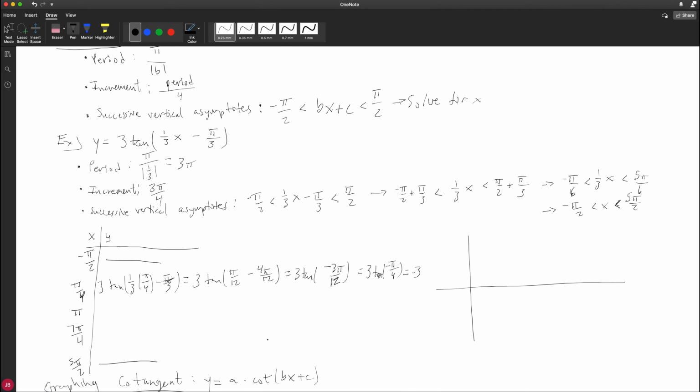Okay, now let's plug in pi. Oh, this is easy. Notice you just get pi over 3 minus pi over 3 inside the tangent. So that's 3 tan of 0, which is, you guessed it, 0. And here I get 3 tangent of 1/3 times 7 pi over 4 minus pi over 3. And I'm going to do the same thing as the first part.